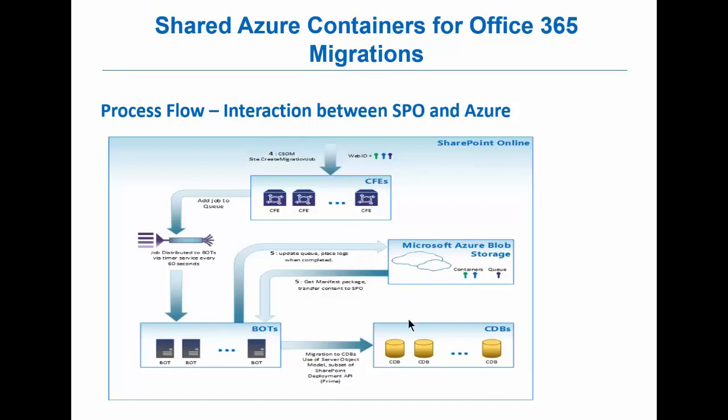So all Content Matrix does is it builds the package, it uploads the package to Azure storage or a shared storage, and it tells SharePoint to start the migration process. And that's when SPO and Azure will communicate, and they'll finish the migration, and it writes the log and updates to the queue, and Content Matrix reads it back from the queue.